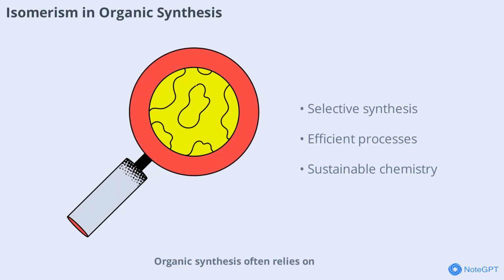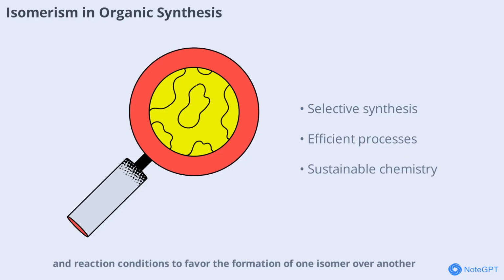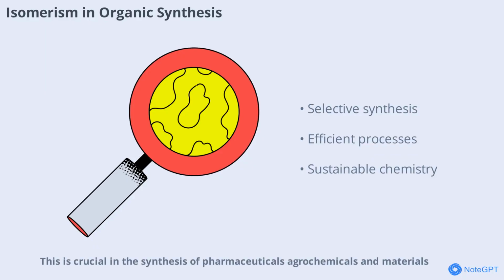Organic synthesis often relies on controlling isomerism to produce specific compounds. Chemists use catalysts, reagents, and reaction conditions to favor the formation of one isomer over another. This is crucial in the synthesis of pharmaceuticals, agrochemicals, and materials. By mastering isomerism, chemists can design efficient synthetic routes and minimize unwanted byproducts, making chemical processes more sustainable and cost-effective.